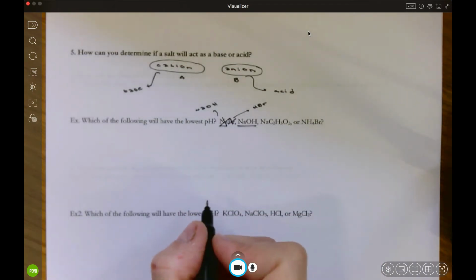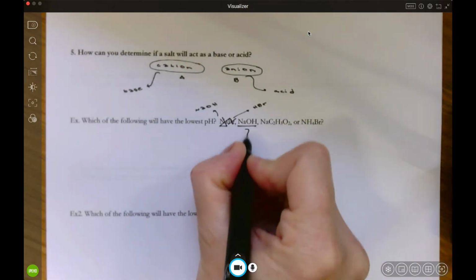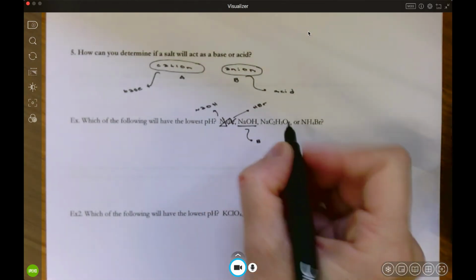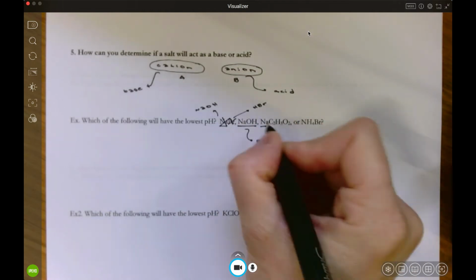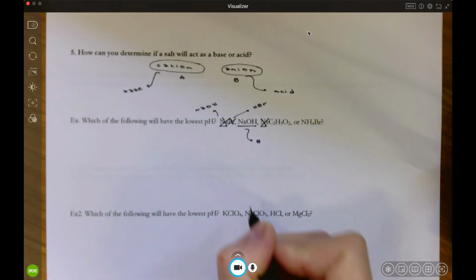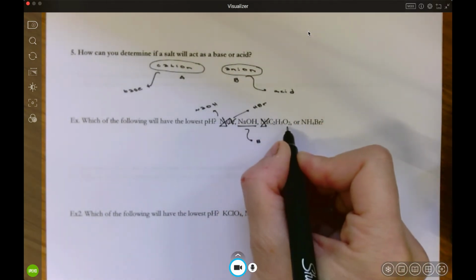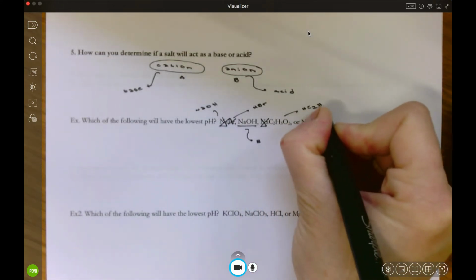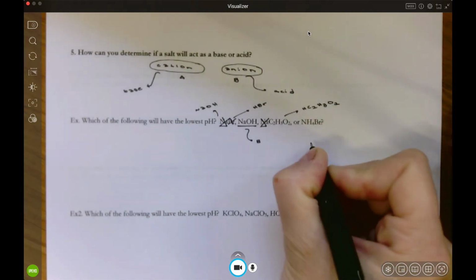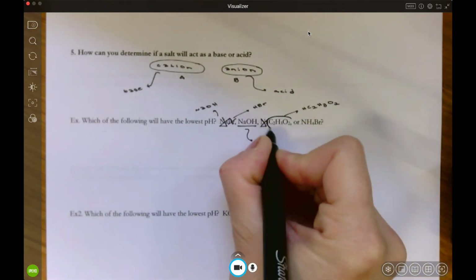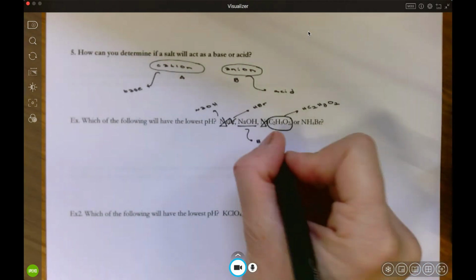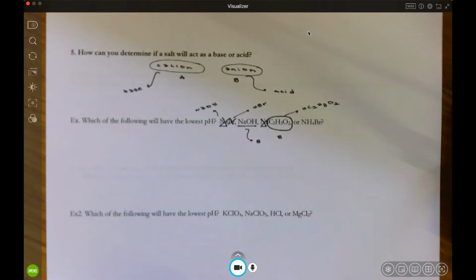NaOH, they tricked you, it's not a salt, it's actually just a straight base. Okay? NaC2H3O2. So Na, again, came from NaOH, which is a strong base. C2H3O2 minus came from acetic acid, which is a weak acid, which means that acetate ions can act like a base. So this is going to actually act as a base.